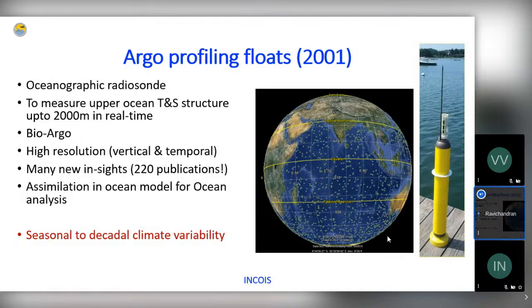And of course, this has also thrown up many new insights, and there are more than 220 publications, and I am talking only about those with an Indian author as first author from the Argo floats. And of course, it ranges from cyclones to all time scales. It is also effectively used for assimilation in ocean models for ocean analysis. Essentially, this Argo float is meant for seasonal to decadal climate variability. But however, given the amount of data at different resolutions, it has been used effectively right from cyclone and intraseasonal timescales to all timescales.